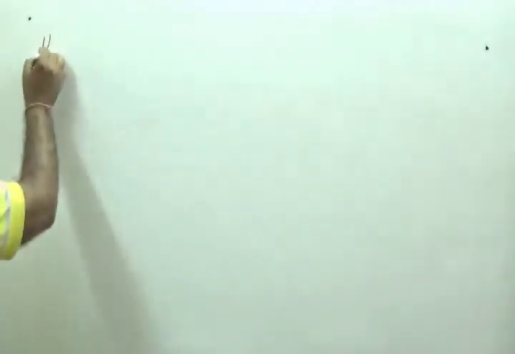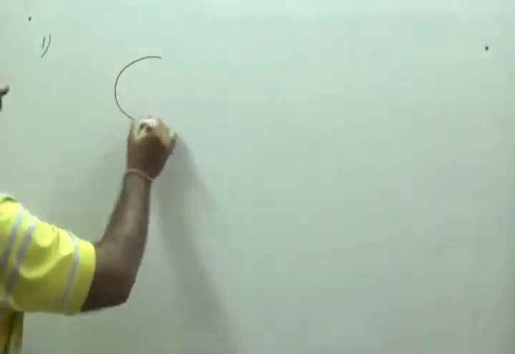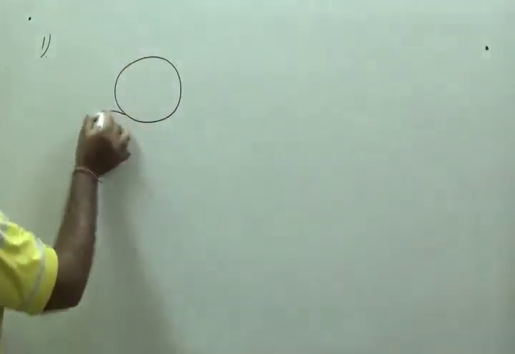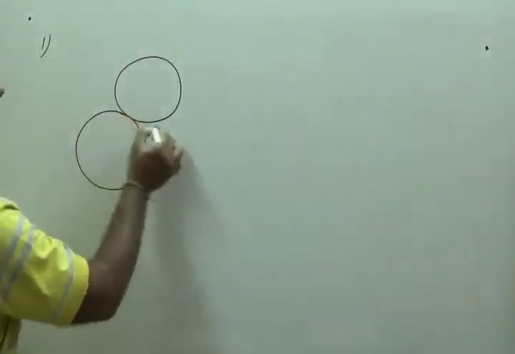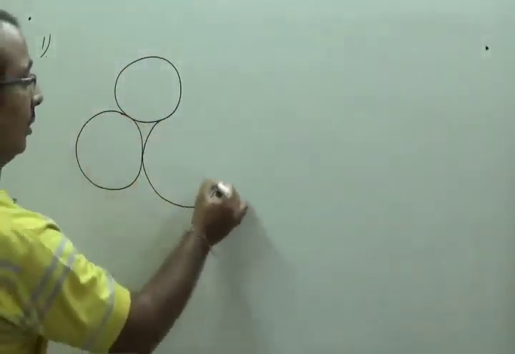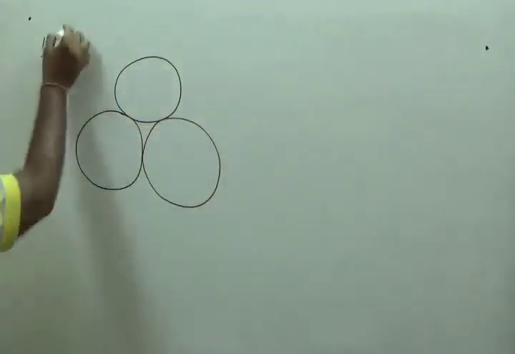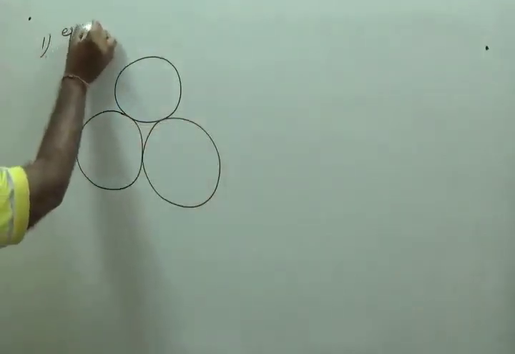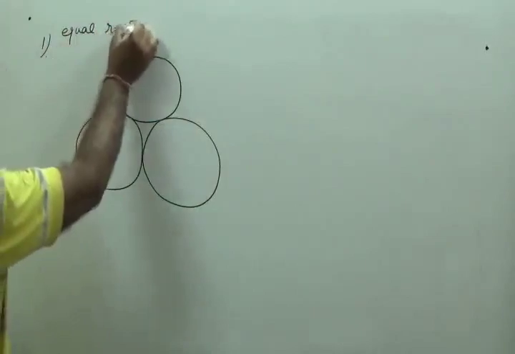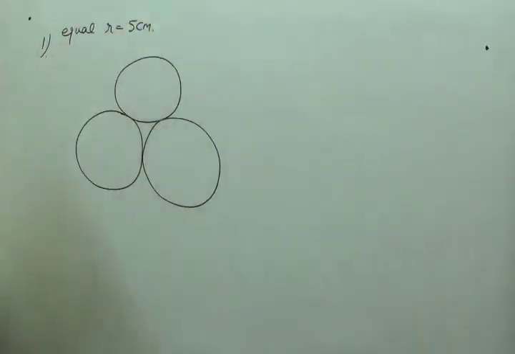Okay. The first statement that I am going to start with is: it is given that three circles are given. Circle number 1, second one is circle number 2, and third one is circle number 3. All three circles are of equal radius. This is equal to 5 centimeter, right? Now based on that, I try to solve some questions.